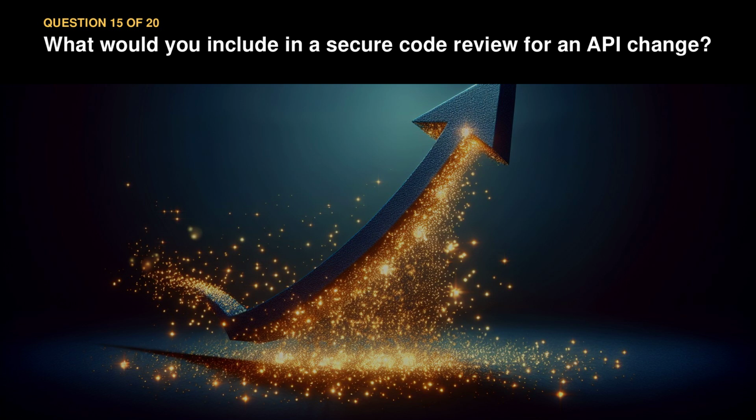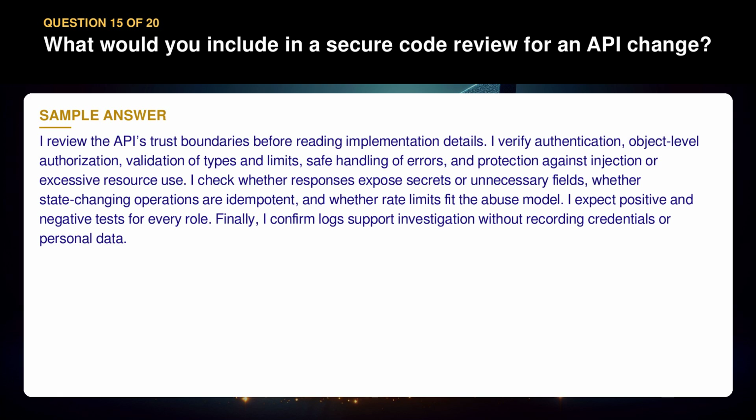Question 15. What would you include in a secure code review for an API change? I review the API's trust boundaries before reading implementation details. I verify authentication, object-level authorization, validation of types and limits, safe handling of errors, and protection against injection or excessive resource use. I check whether responses expose secrets or unnecessary fields, whether state-changing operations are idempotent, and whether rate limits fit the abuse model. I expect positive and negative tests for every role. Finally, I confirm logs support investigation without recording credentials or personal data.